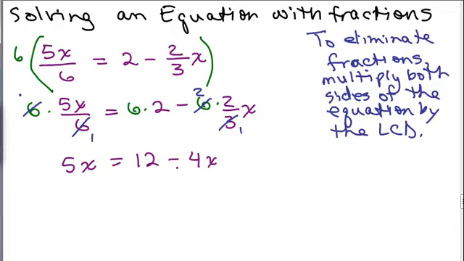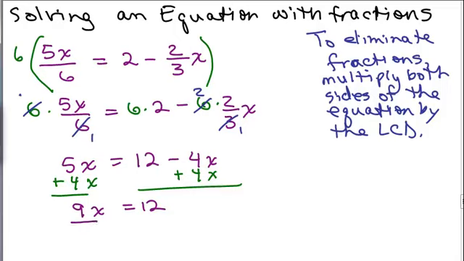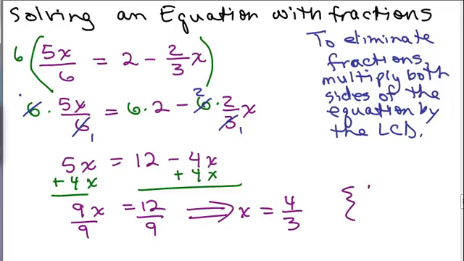So we want to get the variables on one side, constants on the other, so we could add 4x to both sides, which is 9x is 12, and then just divide both sides by 9, and that gives us our answer. X equals 12/9. You could reduce that because 3 goes into both numbers, 4/3. So our solution looks to be 4/3.